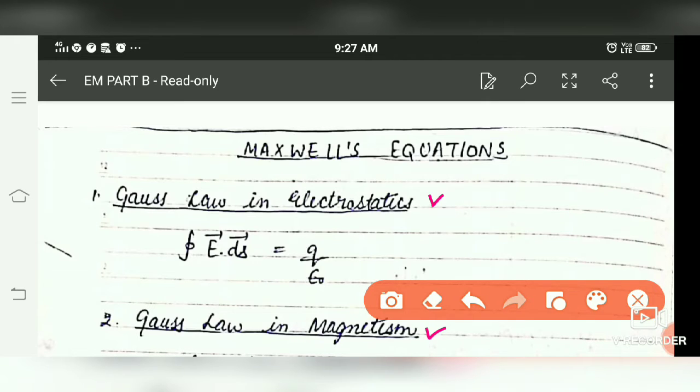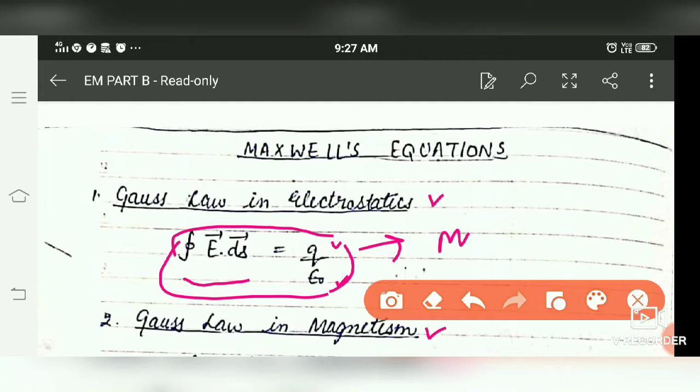We know that Gauss law states that the flux through a closed surface is equal to Q by epsilon naught, or 1 by epsilon naught times the charge enclosed by the surface. This Gauss law of electrostatics is nothing but the first Maxwell equation.